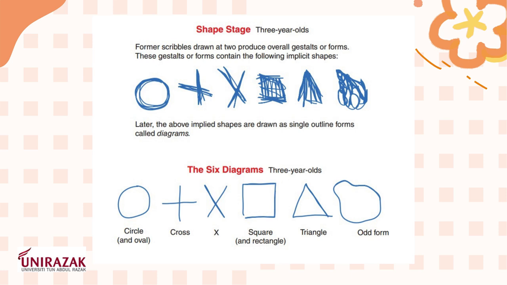Initially, shapes may be unclear, but children gradually gain control, producing recognizable diagrams like circles, crosses, squares, triangles, and odd forms. For example, a child may transition from overlapping lines to a clear circle. This stage marks a developmental shift toward better control in shape creation, though children may not yet represent real objects. Teachers should provide materials for practice and encourage exploration rather than expecting perfection, emphasizing the organization and recognition of shapes.